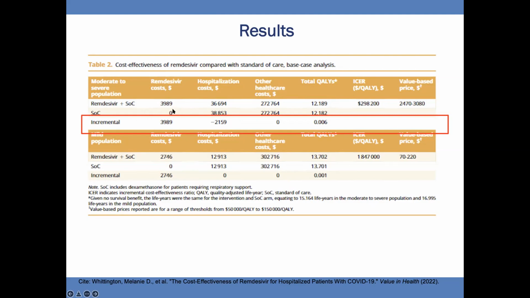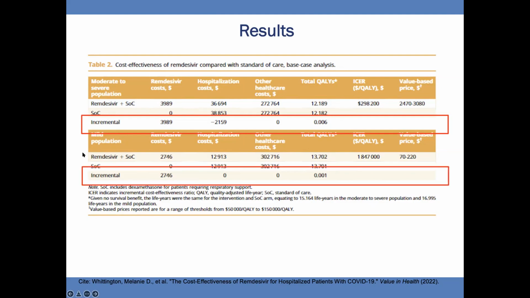So you take the difference. This is the difference in the cost, the top part of your ICER formula. You divide it by the difference in effectiveness, the QALYs, and you get this number. This is your ICER, almost $300,000 per QALY. You do similar for the population that only has mild COVID. You do the same thing, and the ICER is nearly $2 million per QALY.